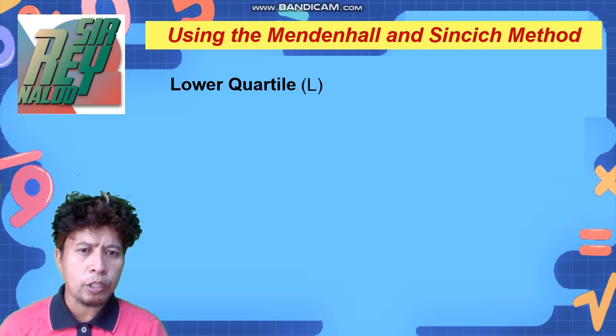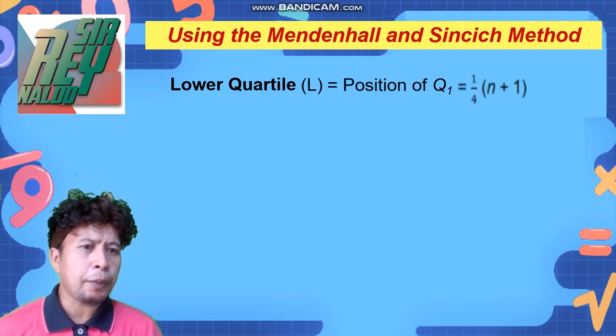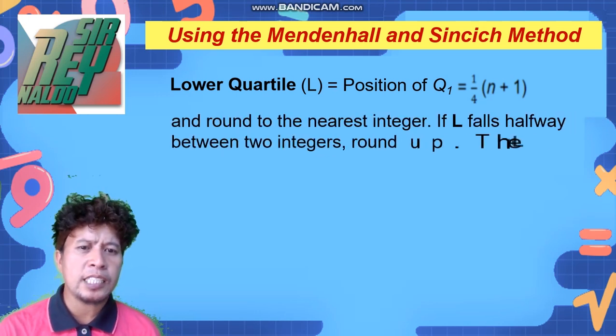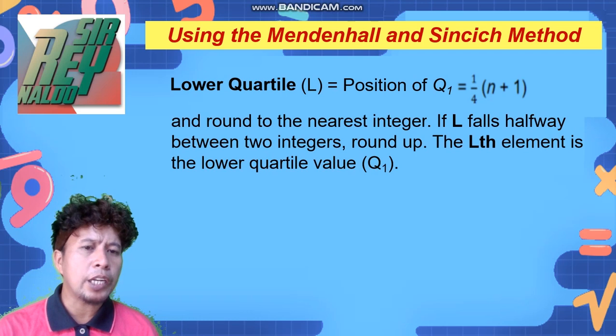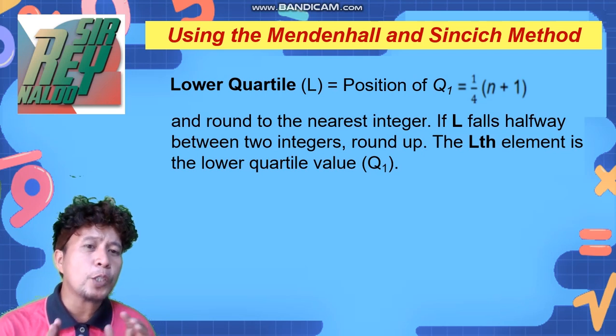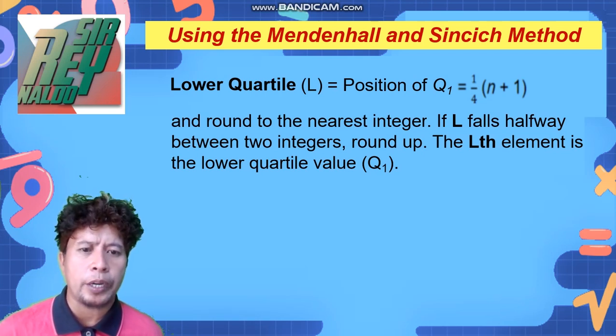Lower quartile denoted by L is equal to 1/4 multiplied by the quantity n plus 1. And once the position is taken, round it to the nearest integer. If L falls halfway between two integers, round up. Ibig sabihin, yung position niya ngayon, ira-round up natin. So the Lth element is the lower quartile value.